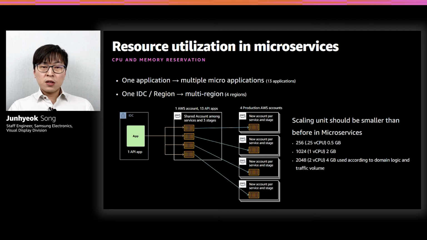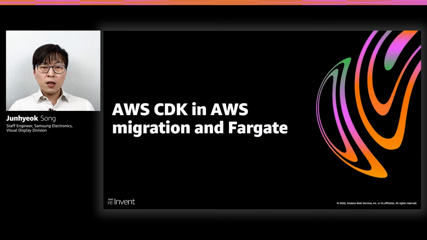So, the cluster scaling unit should be smaller than before in microservices. 3 types of CPU and memory reservations were used according to domain logic and traffic volume. All resources have been migrated using CDK for Fargate and account segregation in the second migration. Let's talk about changes by CDK and how to deploy the infrastructure by using CDK.